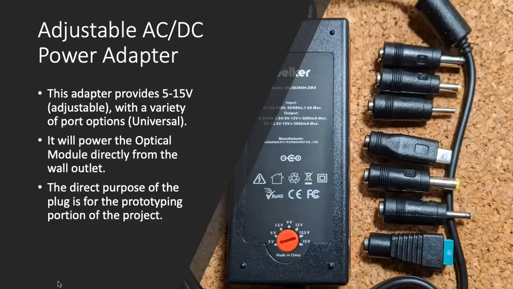With the power input, we include an adjustable AC/DC power adapter, which we only need 5 volts to power the optical module. So this beautiful universal adapter has many different ports, so we're probably using the smallest port to save space on our PCB. This adapter has 5 to 15 volts adjustable options, and we'll be choosing the 5 volts. Of course, this will be used mainly for the prototyping portion of the project.